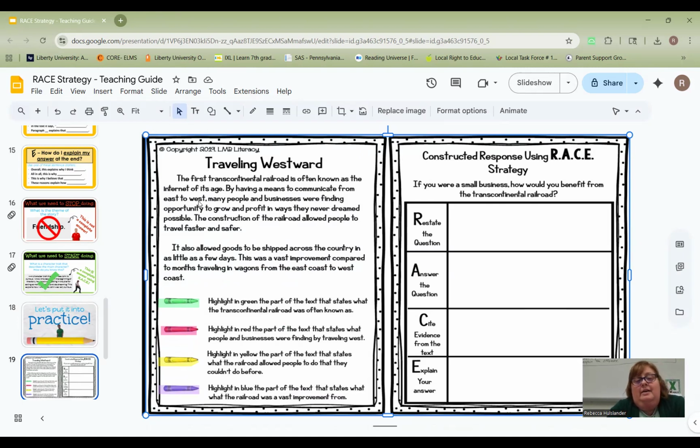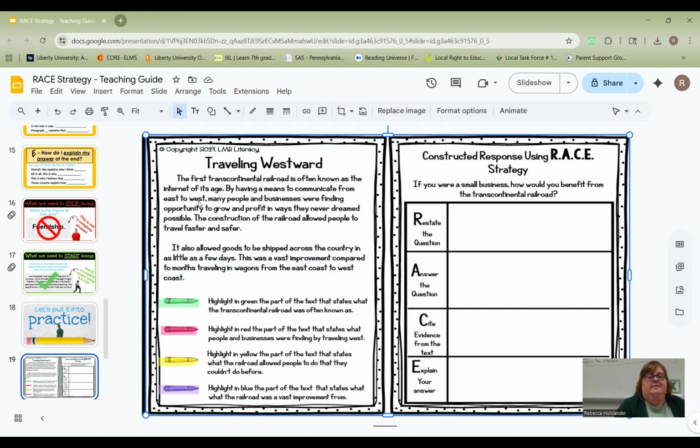And again, I'll share a document on the Google Classroom that has this highlighted so that you have this as a practice when you go to do your independent practice. Okay, so the next one says, highlight in red the part of the text that states people and businesses were finding by traveling west.